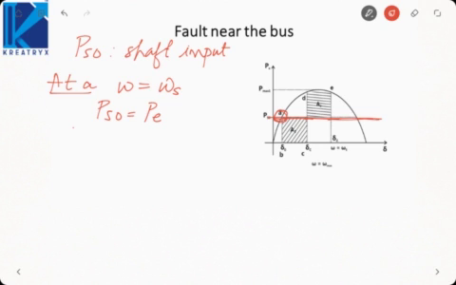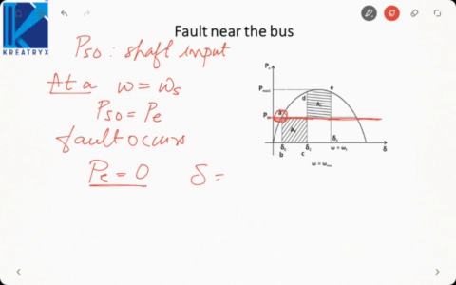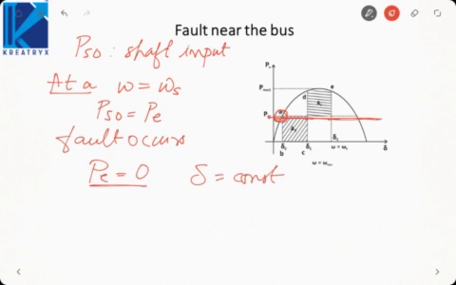Now suddenly a fault occurs. As I told you, the entire current will go into the fault. So electrical power is reduced to 0. None of the power will be transferred to the load. But delta is constant because delta cannot change suddenly. It is the angle between a synchronously rotating frame and the rotor. Due to rotor inertia, this angle cannot change instantaneously. Delta remains constant but electrical power is reduced to 0. So we move from point A to point B. We suddenly jump from point A to point B, that is, electrical power becomes 0 but delta stays the same.